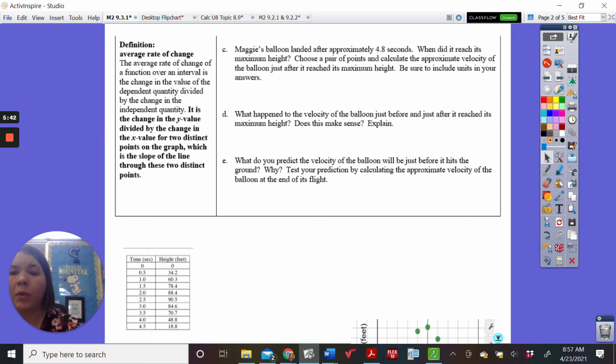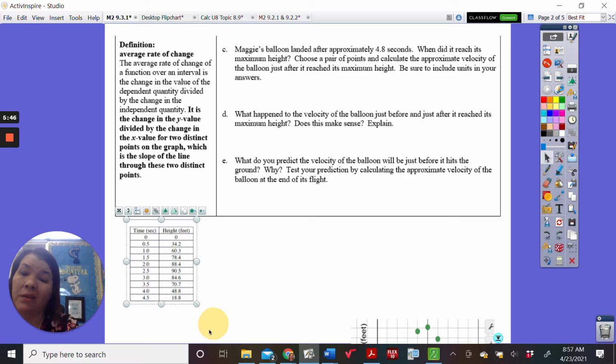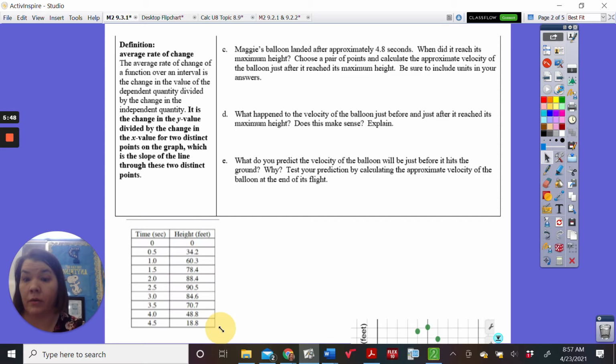All right, so I went ahead and grabbed the table so it would be on the page with me. You wouldn't need to do that because you have it on your paper. So Maggie's balloon landed after approximately 4.8 seconds. When did it reach its maximum height? Choose a point of points and calculate the approximate velocity of the balloon just after it reached its maximum height.